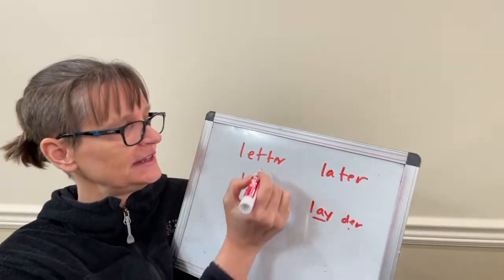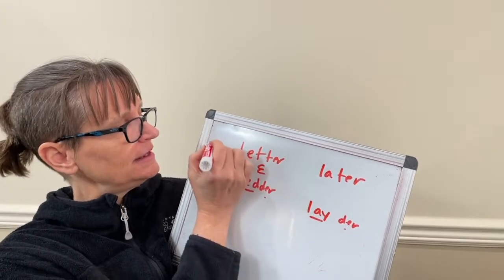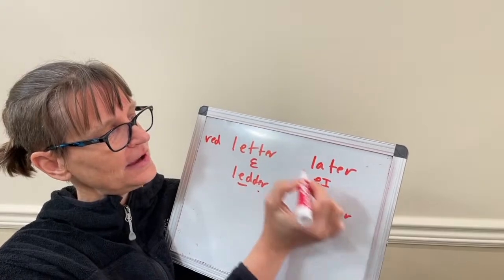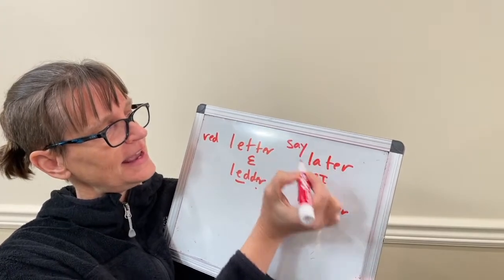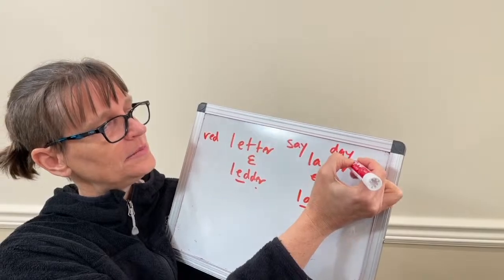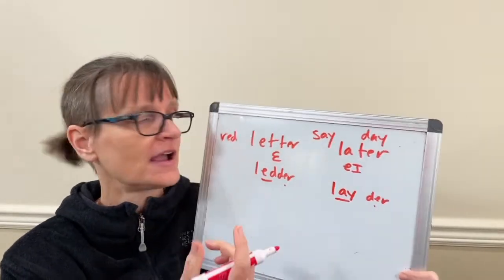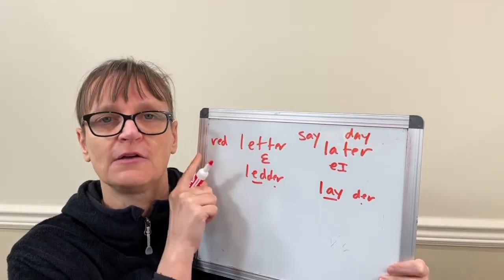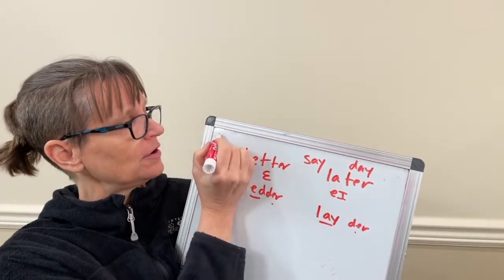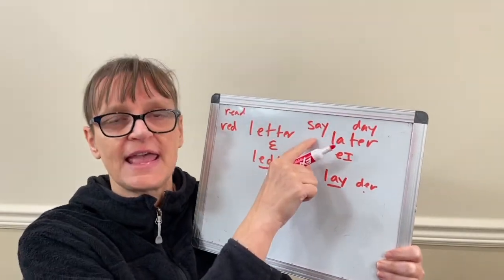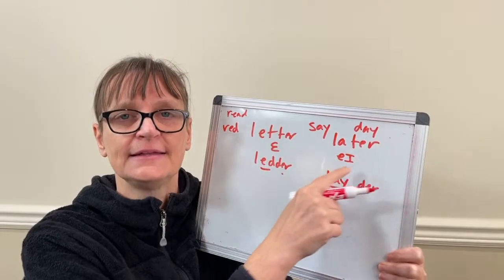The difference is that letter has the vowel, like in red, and later has the a diphthong, like in say or day. So to practice making the difference between letter and later, I recommend using a matching word, like I read, a red letter, or I read your letter, and say later, or a day later.